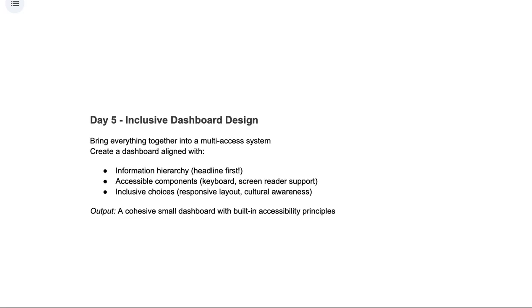So bring everything together into a multi-access system, create a dashboard aligned with information hierarchy, accessible components, and inclusion choices. And again, this is fairly complex in its approach, and that's why I would encourage you to take your work from earlier this week and leverage it as the foundation, and then think about how you can make improvements to each of those things, as well as how they're combined together to build this dashboard.